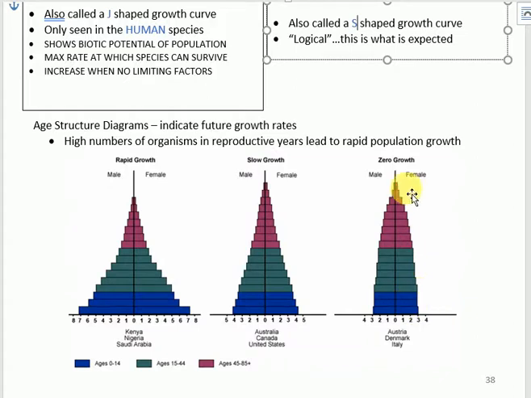So eventually, when you see a zero growth graph like this, sometimes they will talk to you about another type of graph, which let me draw it here for you. If I can get my computer to work with me.